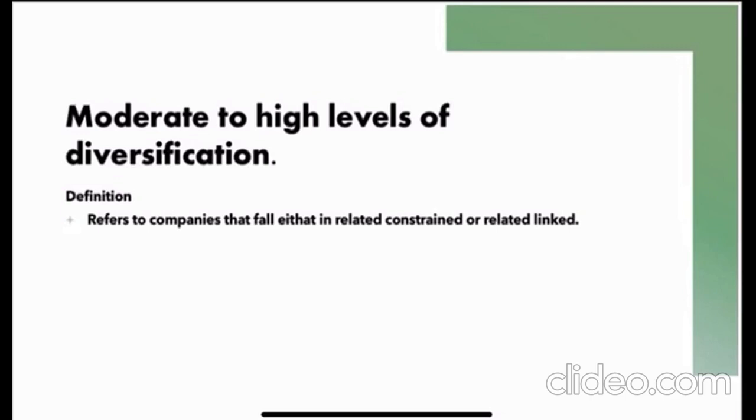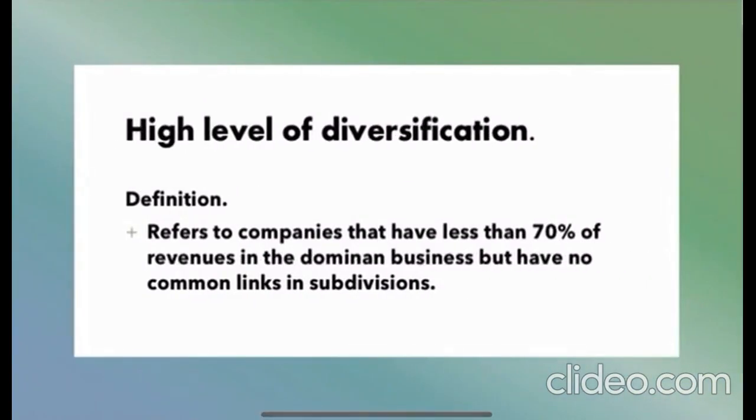Related linked diversification means that less than 70% of the revenues come from the dominant business, but there are limited links within the subdivisions. One example is Johnson & Johnson. High level of diversification. The definition refers to companies that have less than 70% of revenues in the dominant business but have no common links in subdivisions.